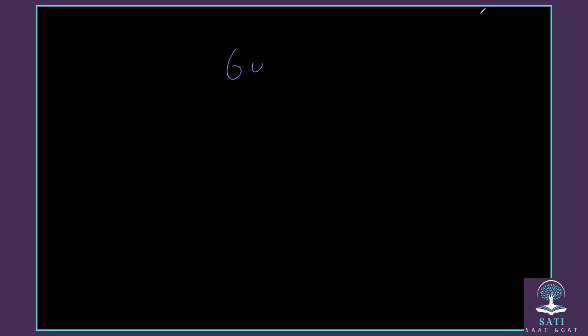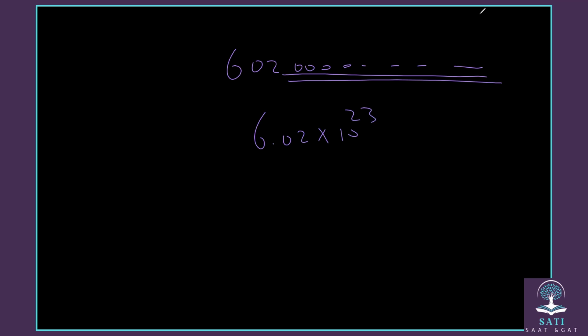For example, now imagine you have 6, 0, 2, and here you have 21 zeros. Imagine now you have 1, 2, 3, 4 till 21 zeros with this number. You imagine this number now. It's a very huge number. This number is called Avogadro's number, and it is written in scientific notation as 6.02 times 10 to the power of 23.